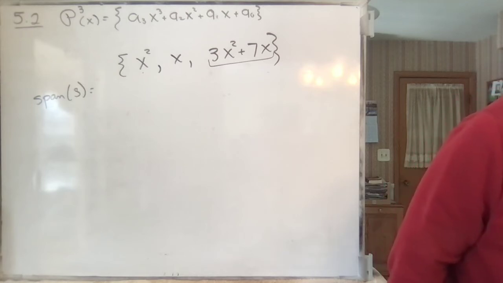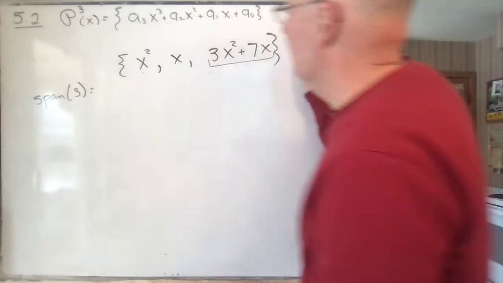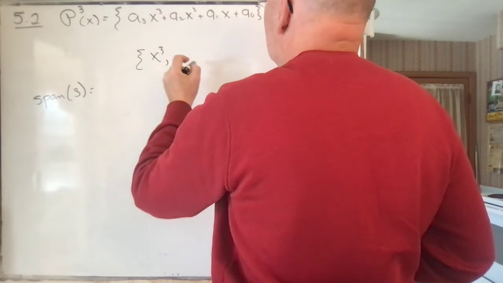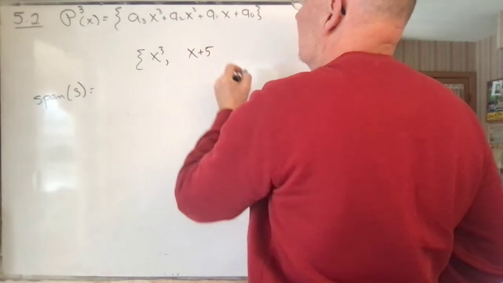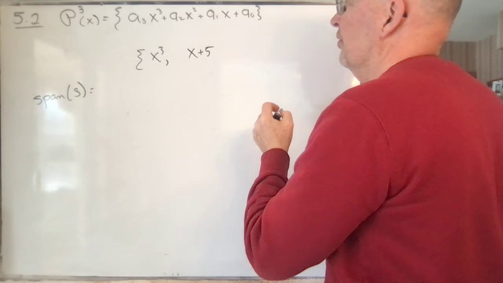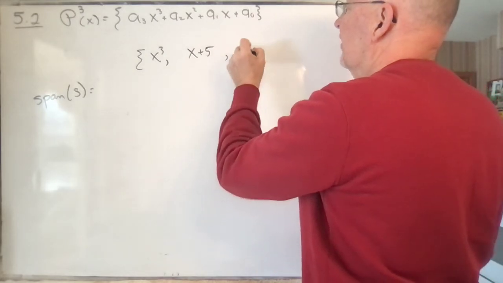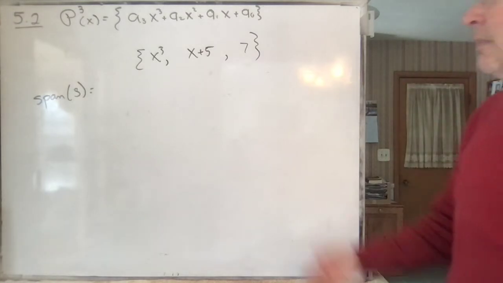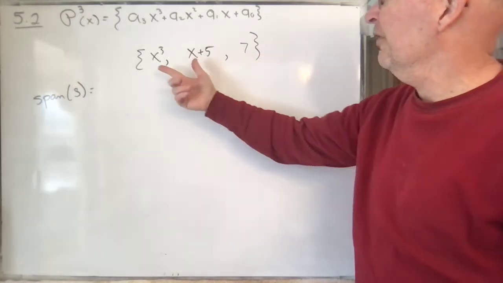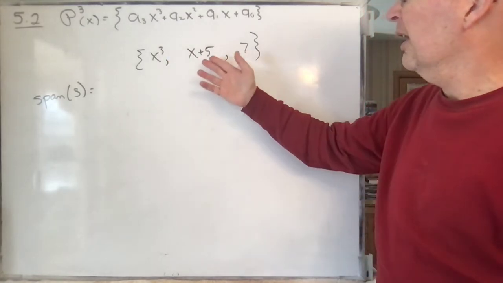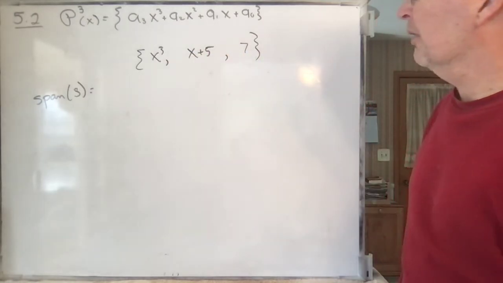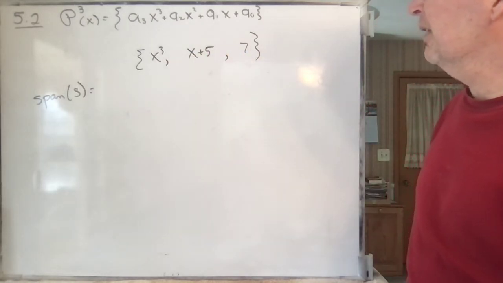Choose a set which is linearly independent. Well, how about x cubed and x plus 5? How about just those? And let's take 7. Take those 3. There's no way I can get this one from a multiple of these two. There's no way I can get this one from a multiple of these. No way I can get this from a multiple of those. They're linearly independent.